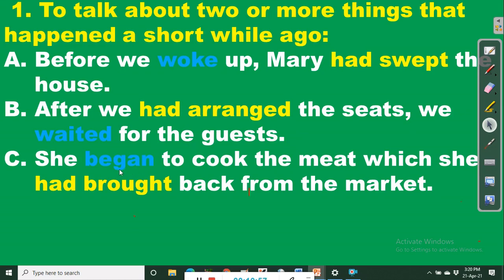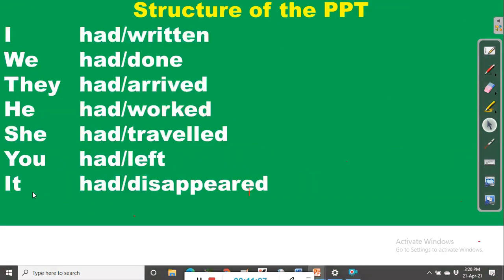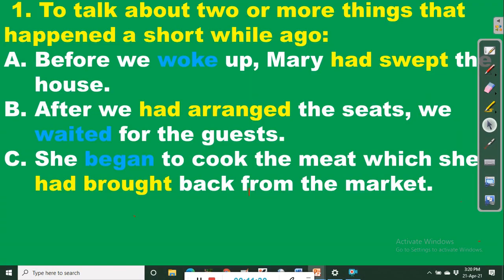All right. Then example C, she began to cook the meat which she had brought back from the market. You see, beginning to cook the meat is one action. Then bringing back the meat from the market is another action. But because bringing the meat back from the market happened first, we use the past perfect tense to talk about it. All right, so we say that she began to cook the meat which she had brought back from the market.